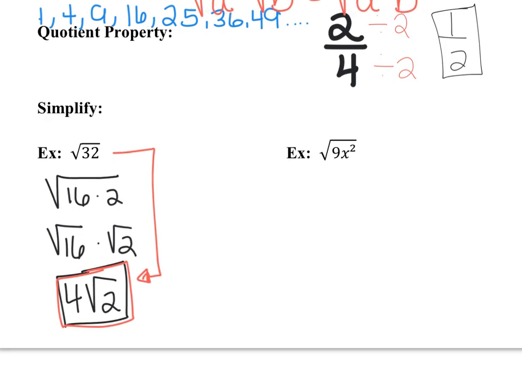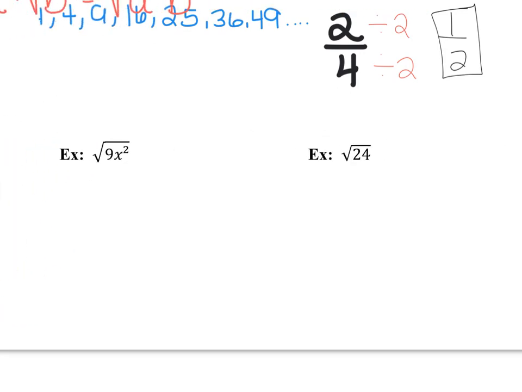So let's try one more like this. If I slide over to the square root of 24, I want to find a perfect square, a number off of this blue list up here, that will divide 24. And I want to find the biggest number possible. So there is a perfect square that will divide 24. It's 4. And so 24 can be rewritten as the product of 4 and 6.